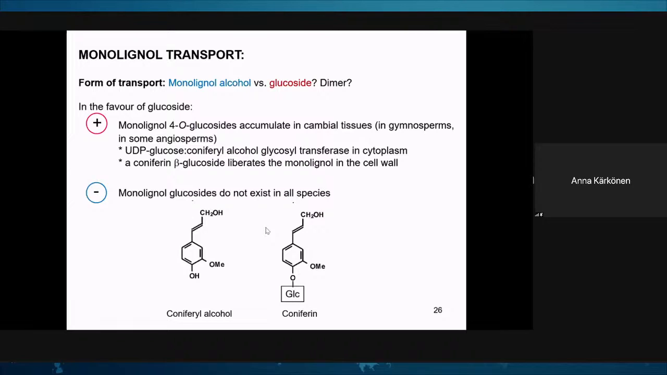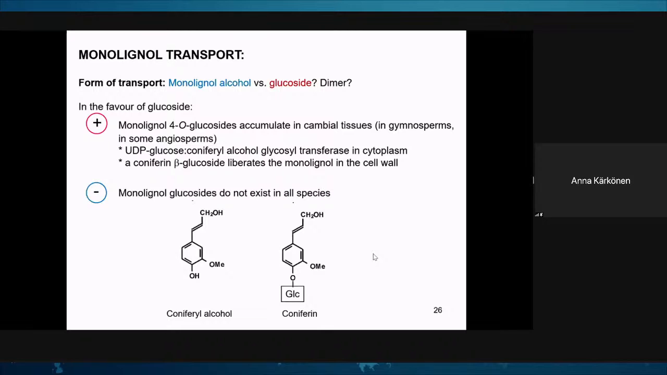It is not yet clear what the form of transport is. Is it monolignol alcohol, or is it a glycosylated monolignol, or can it be a dimer, for example? Here is the coniferyl alcohol. When it's glycosylated, the glucose is here, and it's called coniferin. There are research data in favor of the glycoside. For example, in certain species, in gymnosperms and in some angiosperms, monolignol glucosides accumulate in the cambial tissues at the time when the cell divisions start.